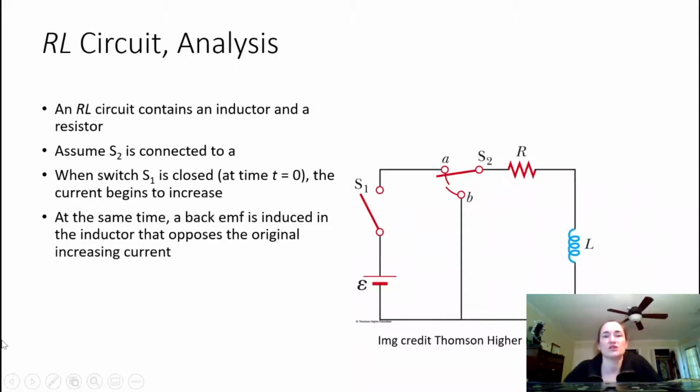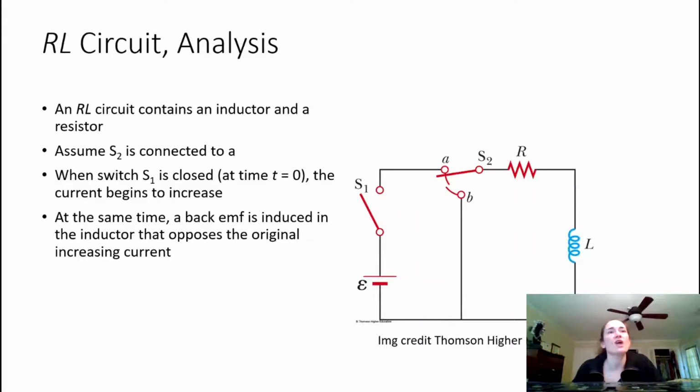And then we did some RL circuits. So here you have an RL circuit with a battery, some switches, an inductor, and a resistor. This is a nice way to look at it. If S1 is closed and S2 is in position A, then you have a battery hooked up in series to a resistor and an inductor. If you close switch 2 to position B and you open switch 1, then you have just an inductor and a resistor in series with one another.